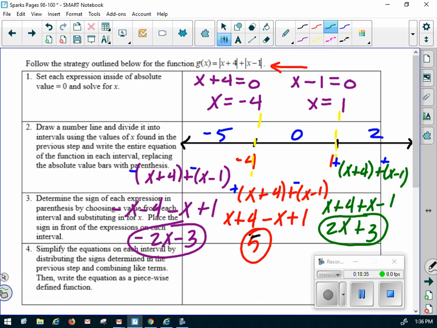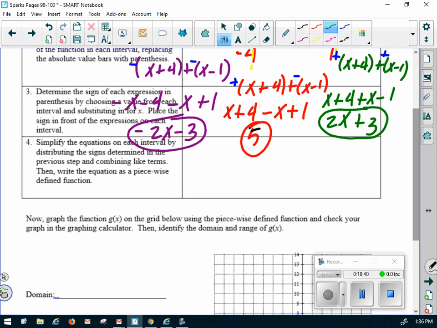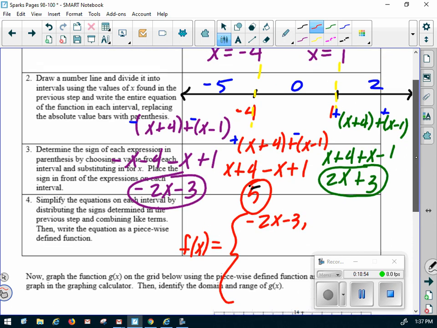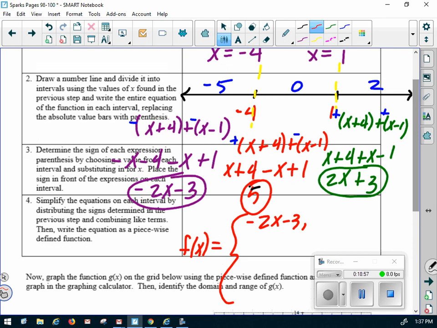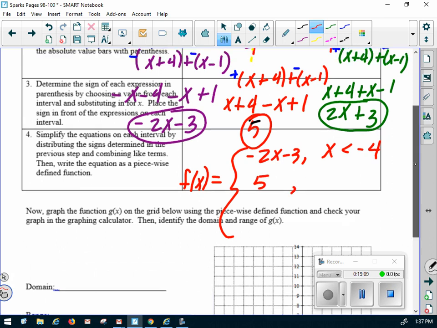Now all I have to do is write my piecewise function. So I'm just going to write it right here. I don't remember if that was f of x. It doesn't matter. Spelling error. The function is negative 2x minus 3 when? When x is less than -4. This function is equal to 5 when?